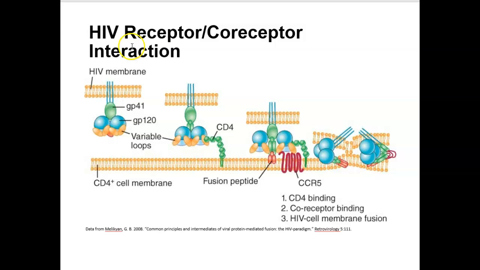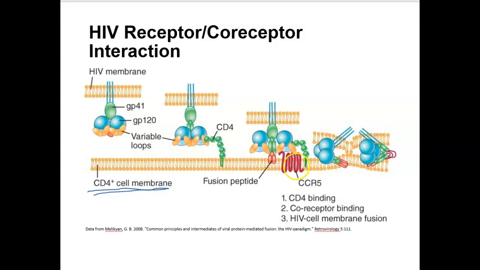Okay, so first if we look at entry, we've got the viral envelope here, and we've got our glycoproteins, GP120 and GP41, in the viral envelope. Now, first, the GP120 binds to CD4, and this is in the cell membrane. This is not the endosome. This is on the cell membrane. So CD4 binds to GP120, and that brings the virus really in close contact with the cell.